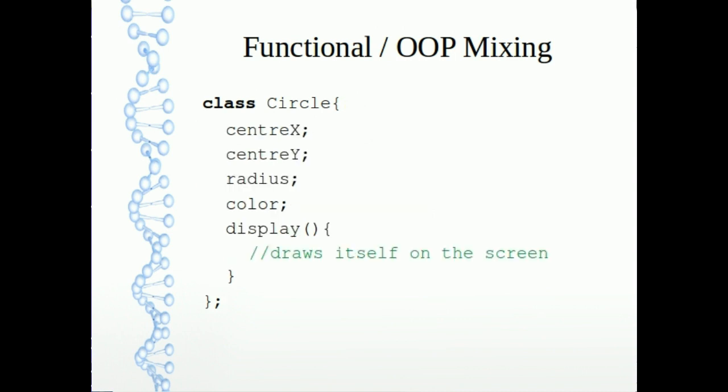If we fill in our example class declaration circle, we want every circle to have a center x and a center y property, which are the coordinates on the screen for the center of the circle object, the radius, the color, and the display method, which we have left blank for now. But we know that this method will draw the circle object to the screen.